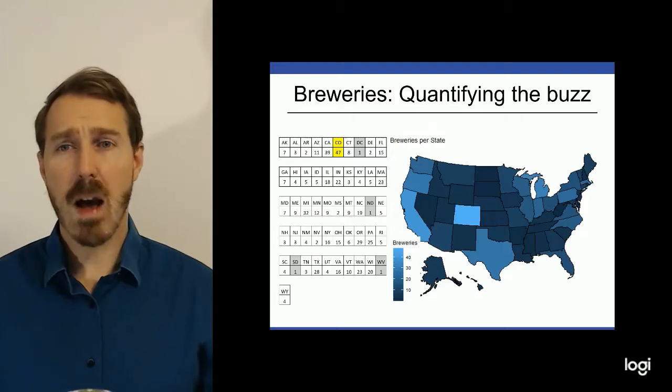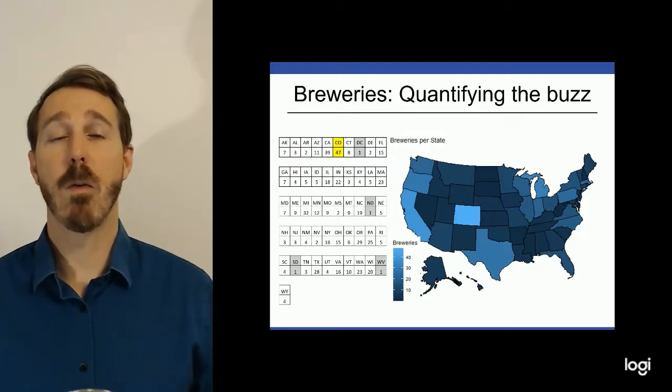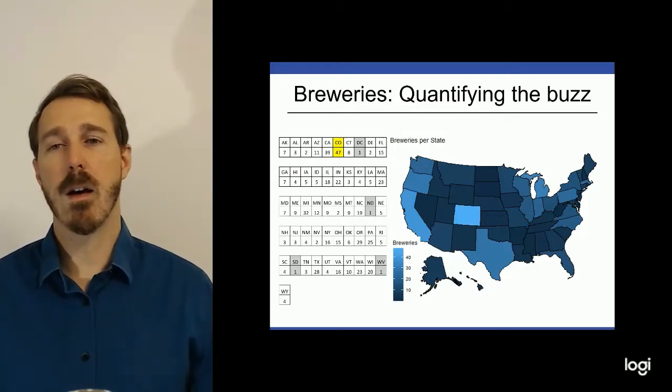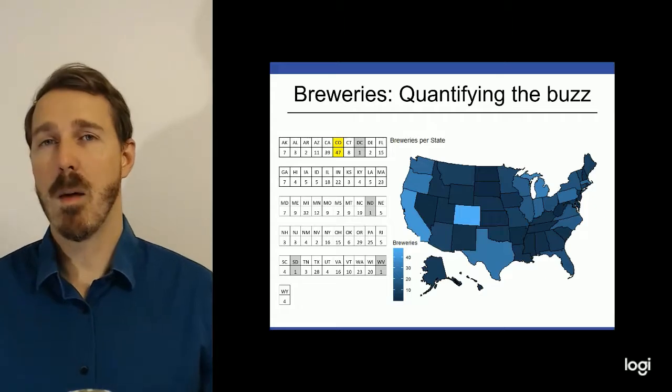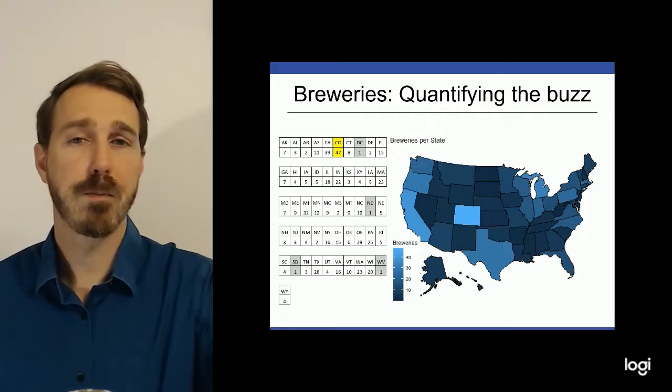So Colorado right here is leading the pack, the brightest color up here on this heat map, with 47 breweries in the state. You've got some of those darker areas, DC, the Dakotas, and West Virginia. They might be good opportunities to expand our market share and open up some new breweries.